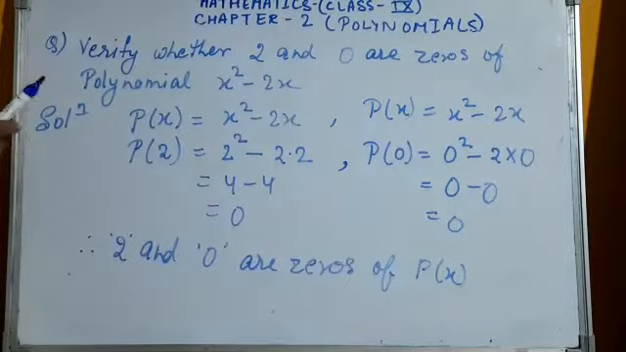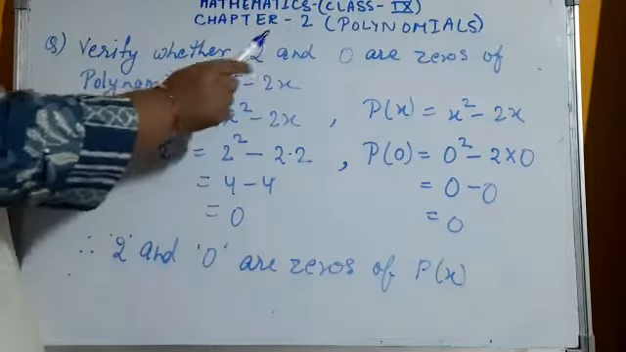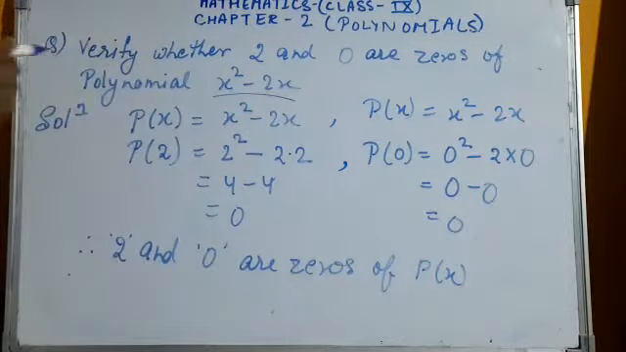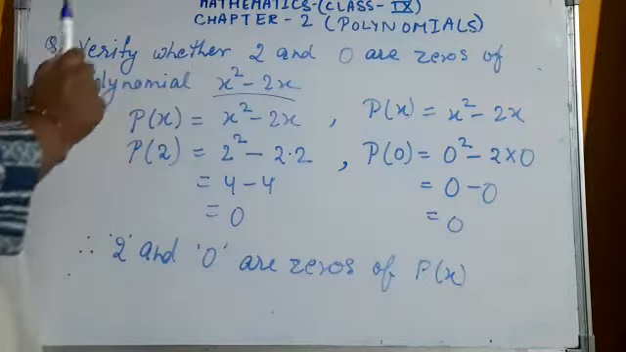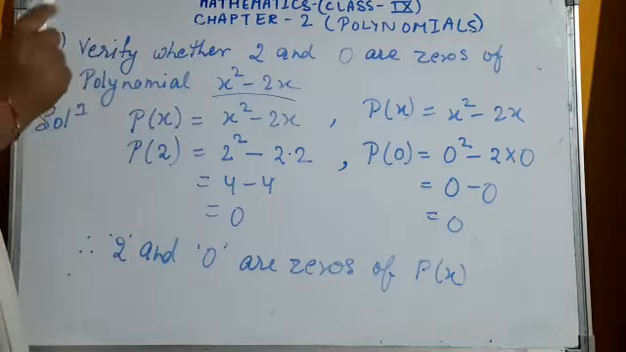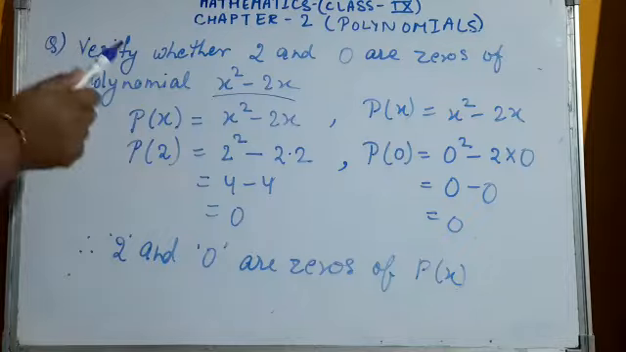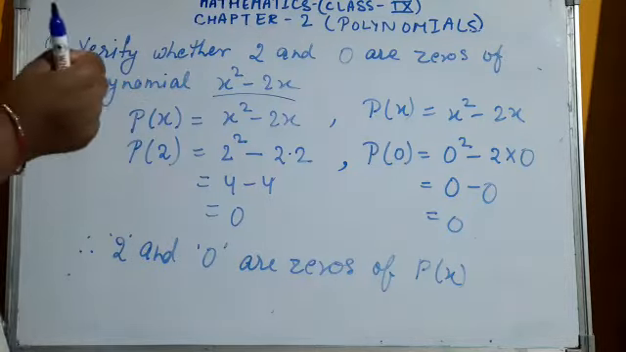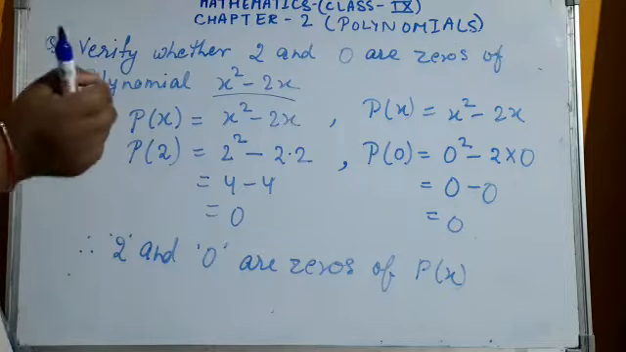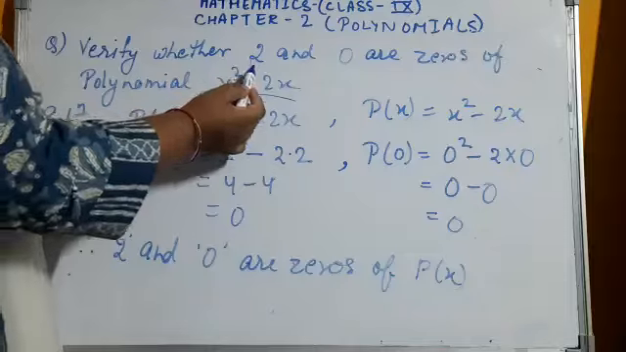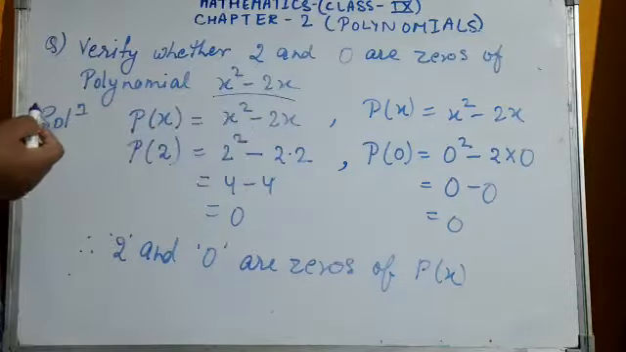See students, one more question. Verify whether 2 and 0 are the zeros of the polynomial x square minus 2x. You can see it is a quadratic polynomial because the maximum power of x is 2. So if a polynomial is quadratic, it will have 2 zeros. If a polynomial is cubic, it will have 3 zeros and so on. Here in this question, we have to verify whether 2 and 0 are the zeros of this polynomial or not.